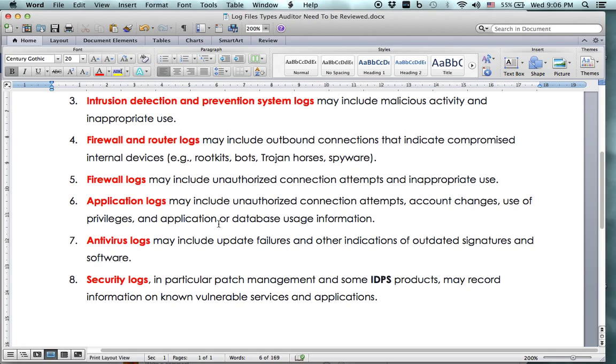The last one is the security log. For the security log we involve only patch management and some IDPS, meaning the intrusion detection prevention system product may record information on known vulnerable services and applications. The auditor will measure security breaches in the system configuration and loopholes in patch release, whether the record contains system vulnerabilities and applications that lead a fraudster or hacker to compromise further in case the configuration is broken or the setting does not sufficiently comply with the standard requirement.